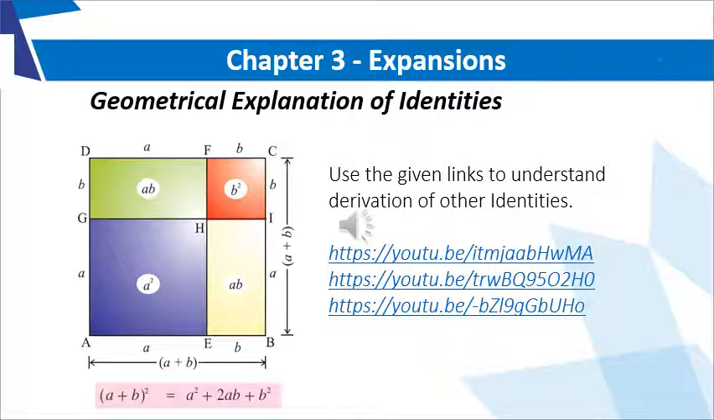Identities can be explained using geometrical figures. Observe the given square. Each side of the square has been divided into two parts, A and B. The area of the square will be the sum of the area of the blue square, that is A square, area of the red square, that is B square, and the area of the two rectangles, AB. Hence, the area of the complete square is (A plus B) the whole square, which is equal to A square plus 2AB plus B square. Use the given links to understand the derivation of other identities.